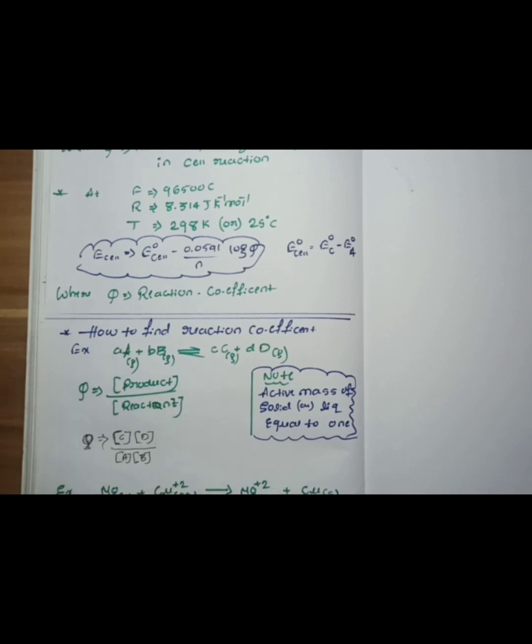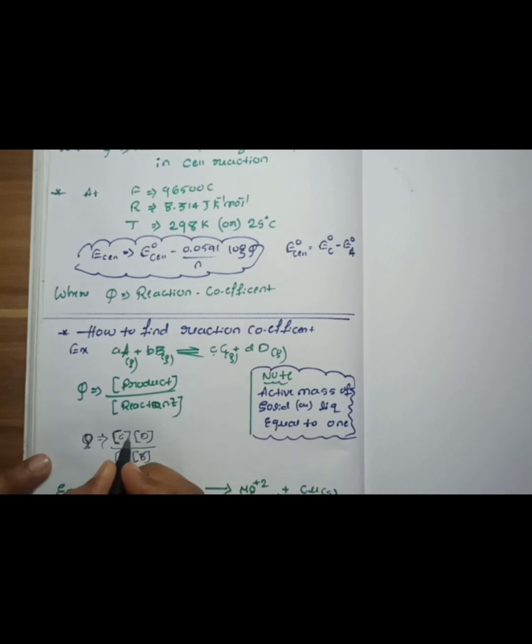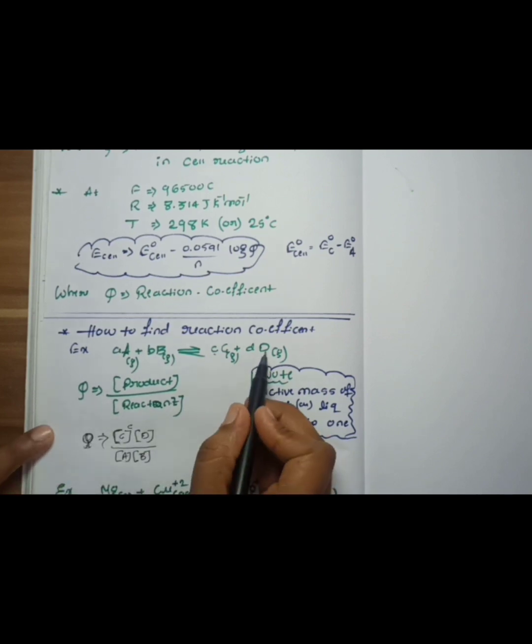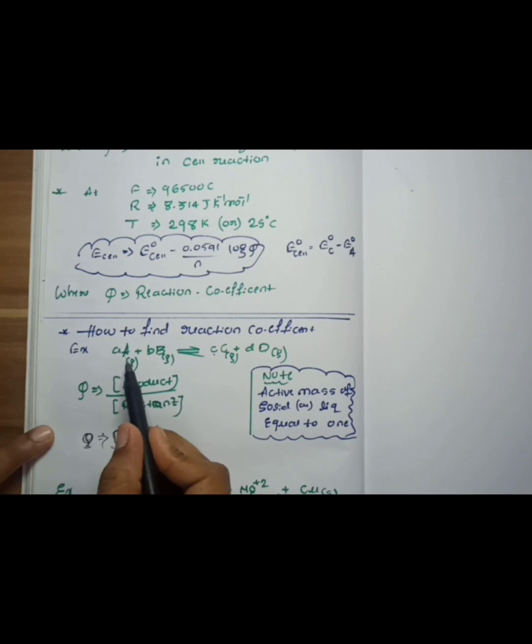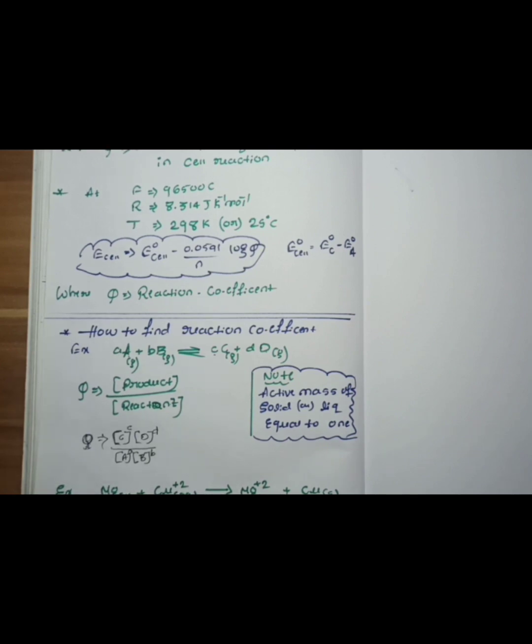One more point: in front of C, small c is there. This small c is the stoichiometric coefficient of capital C. Always the stoichiometric coefficient is written as the power of the concentration. So for capital C we write small c, for capital D we write small d, for capital A we write small a, and for capital B we write small b, where a, b, c, d are the stoichiometric coefficients of A, B, C, D. The stoichiometric coefficient is always written in power form. In this way we have to write.